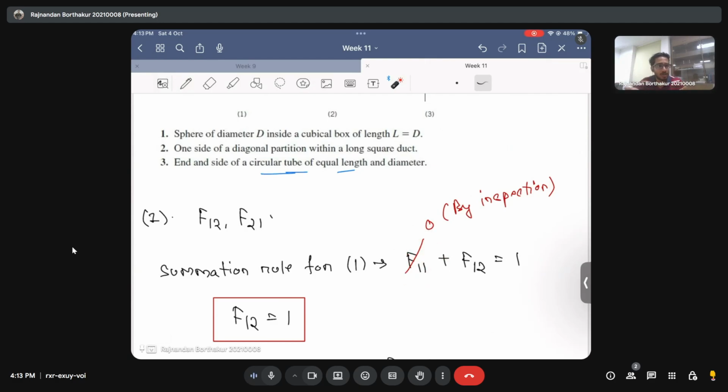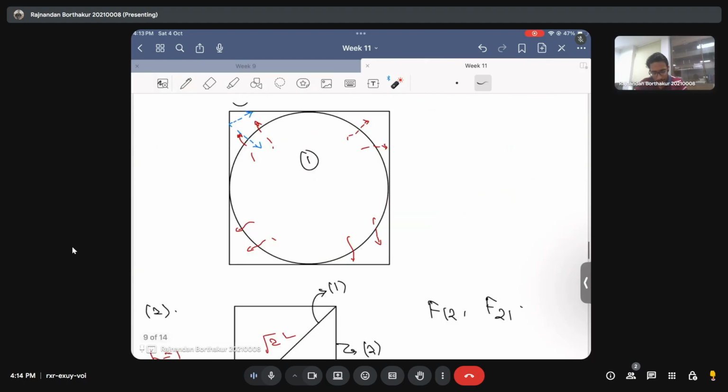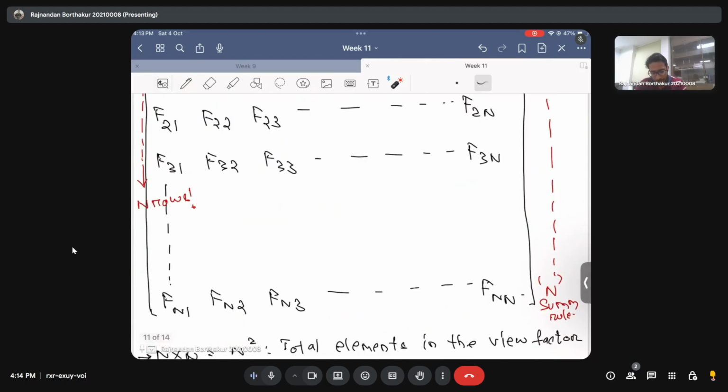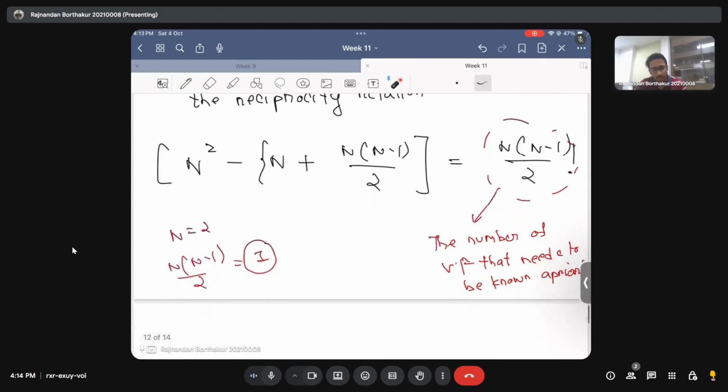So either you need to know it directly or you need to know it by something else, but at least one view factor out of the entire four view factors needs to be known directly for a two body enclosure. Typically, in the same spirit, n into n minus 1 by 2 view factors out of the possible n square view factors need to be known a priori in order to determine the entire view factor set for an n zone enclosure.